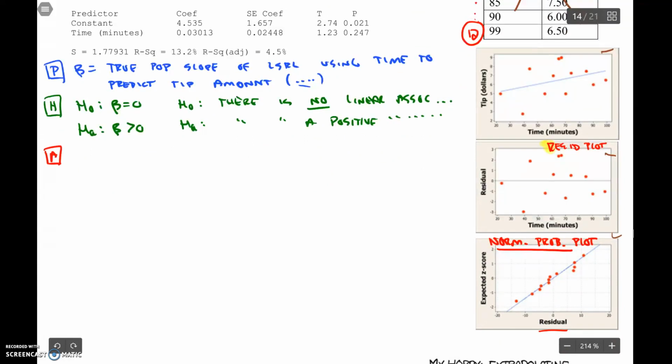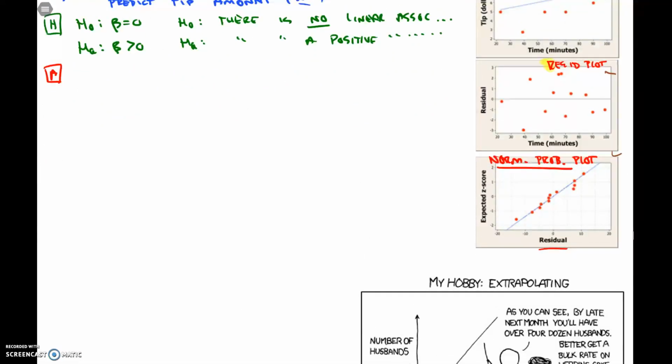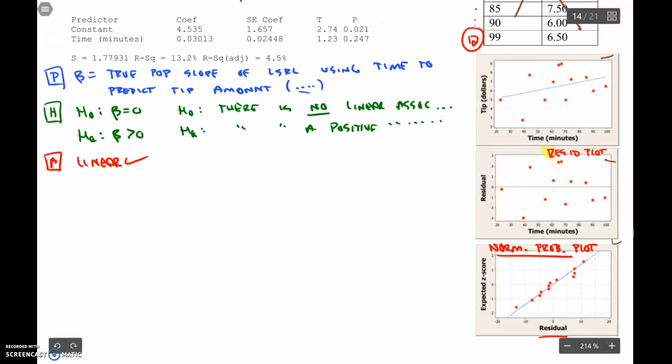Assumptions and conditions. Unfortunately we have to check a full LINER here. Linear: check it off. The residual plot doesn't have any pattern, shows no pattern, so that checks. Independent: let me just check it off. I probably should check it first, but whatever.